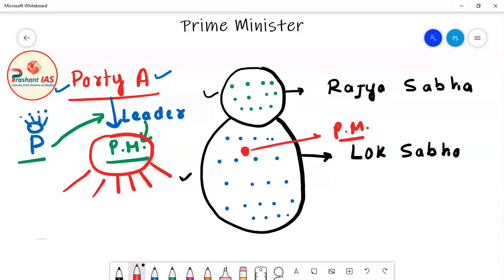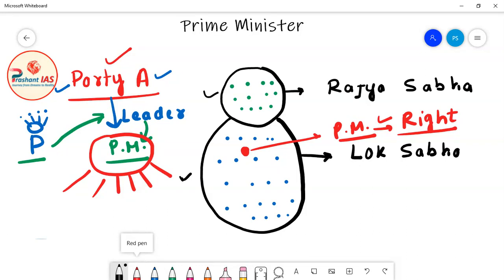So first of all, it is decided that political party A will form the government, and then the leader of political party A will become the Prime Minister. Now friends, please pay attention here. It is the special right of the Prime Minister, that is, the power of the Prime Minister to choose his ministers. Now the Prime Minister will choose who will become the ministers.